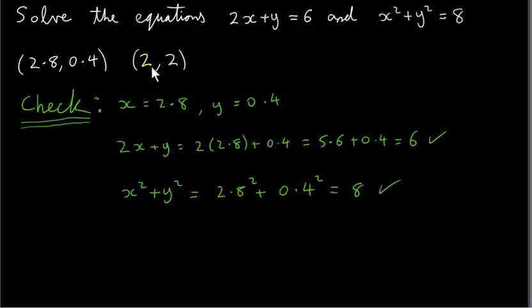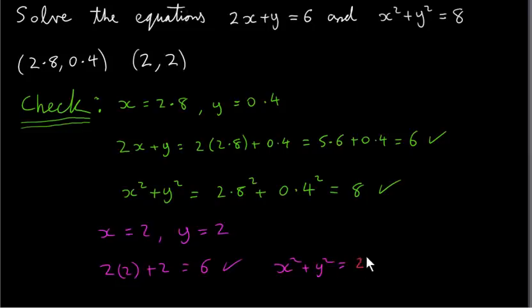Now I'm going to check this other pair. x equals 2, y equals 2. So I'll write out the left hand side of our linear equation. So we have 2 times 2 plus 2. We just plug 2 in for x and 2 in for y, and that gives us 4 plus 2, which is 6. So that does check out. And over here we have x squared plus y squared equals 2 squared plus 2 squared. Well, that's equal to 4 plus 4, which is 8. So it checks out.